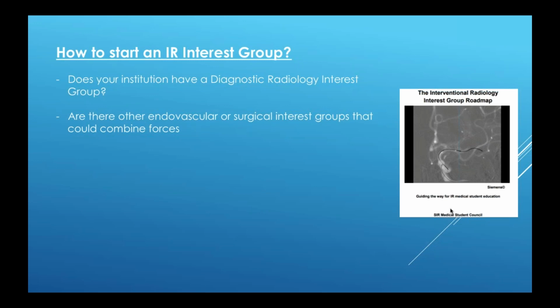Alternatively, as we've done at UCSF, some of the medical student interest groups have organized around modalities and specialties rather than individual fields. So for example, there might be endovascular interest groups or surgical interest groups that cover a broad range of specialties, including vascular surgery, trauma surgery, surgical oncology, etc. So many different options for organization.